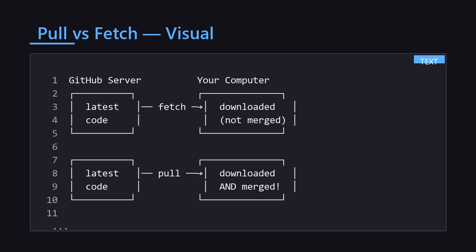Pull and fetch both download changes from GitHub, but there's a key difference. Look at this diagram. Git fetch just downloads the latest code but does not touch your working files. You can review what changed first. Git pull does fetch and automatically merges the changes into your code. Pull is the shortcut, fetch plus merge in one step. For beginners, git pull is totally fine.